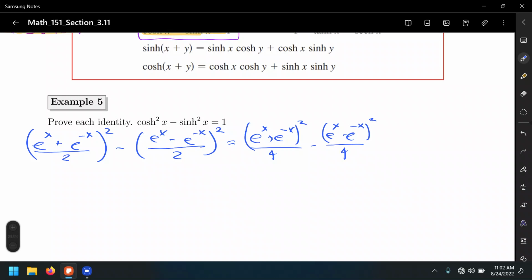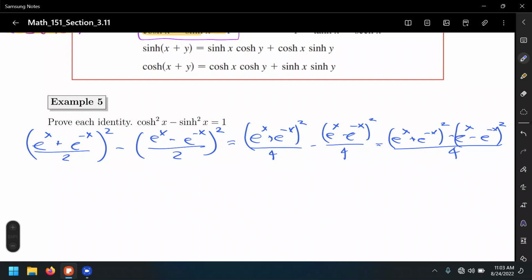Now that we have everything in two fractions, notice these two fractions have the same denominator, so we can put everything together into a single fraction. So e to the x plus e to the negative x quantity squared minus e to the x minus e to the negative x squared, the whole thing over 4. This will be a lot helpful because we will do all the work in the numerator, and in the end, you'll see how this will reduce. Okay, so what do we have here?